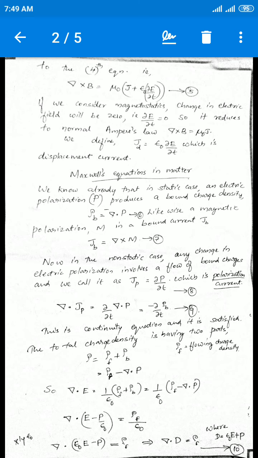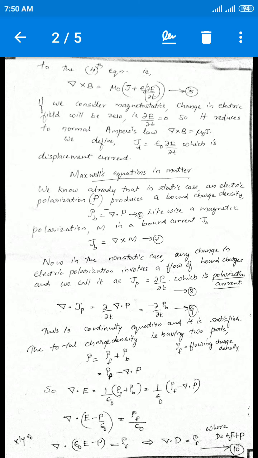Now let us consider magnetostatics. That means no dynamics, no movement, charge is not moving. Then what happens? Change in electric field will be 0, that is dou E by dou T becomes 0. So it reduces to the normal Ampere's law. Dou E by dou T being 0 means the right hand side is mu 0 J only, that is del cross B is equal to mu 0 J.